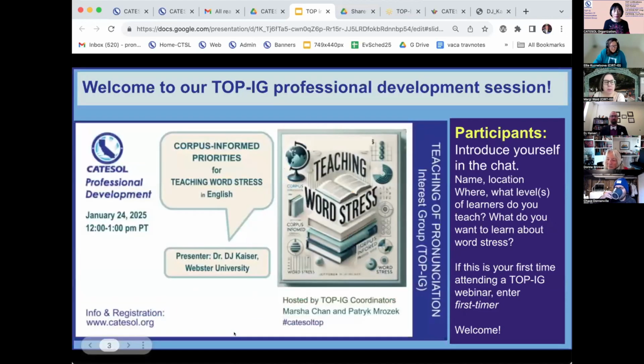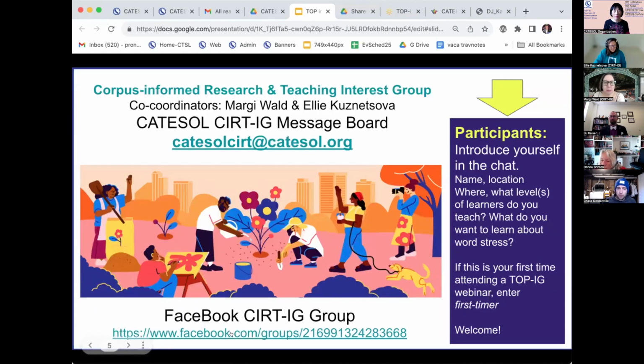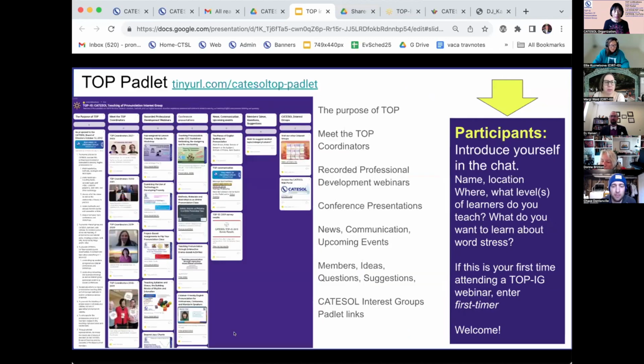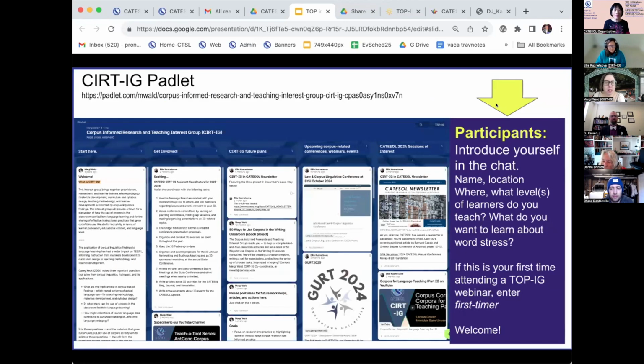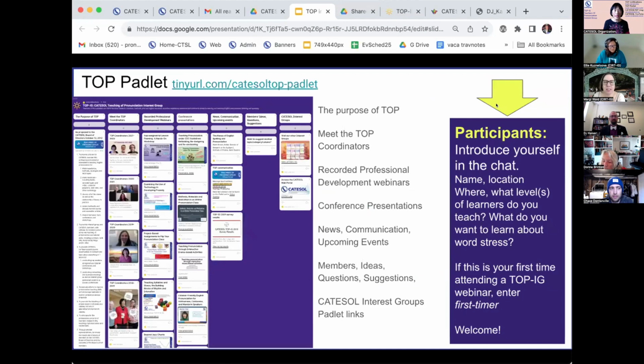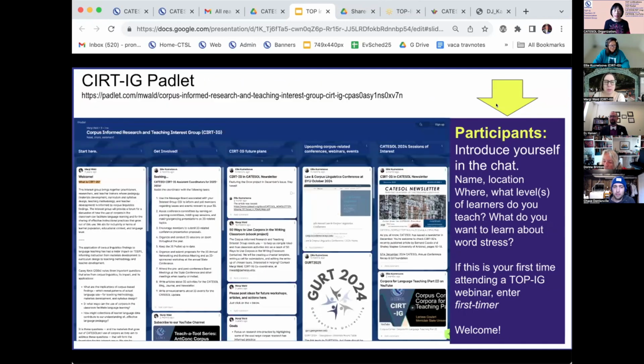And I'll put a couple of links in the chat to help you navigate to some of the TOP things and some of the CIRT-IG things. But we are very excited because I think this is an underrepresented area of corpus study, and that's how we can use corpora for something like pronunciation. So I'm very excited to be co-hosting this with the TOP group.